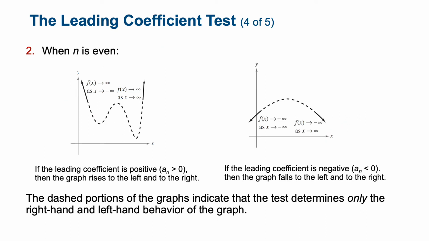Okay, now if the degree is an even number, we know that they either both go up or they both go down. If the leading coefficient is positive, then both ends go up. And if it's negative, both ends go down.